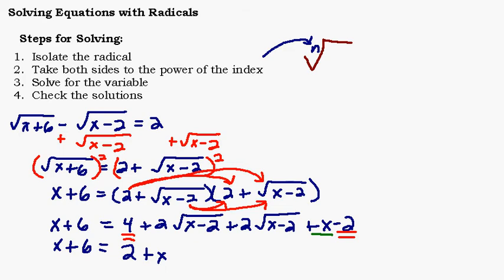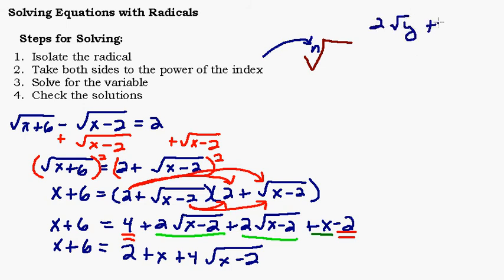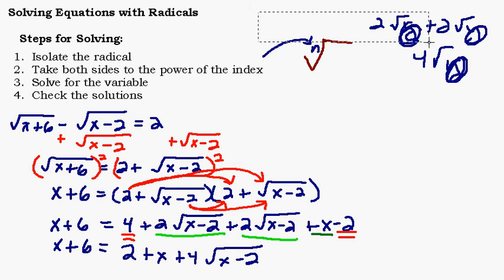And then we actually have some more like terms. Let's use this green. This right here, 2 square roots of x minus 2 plus 2 square roots of x minus 2 actually give you 4 square roots of x minus 2. It's just like if you had 2 square root y plus 2 square root y, that'd be 4 square root y. Well, instead of a y, we just have a binomial x minus 2 under there. Same idea.